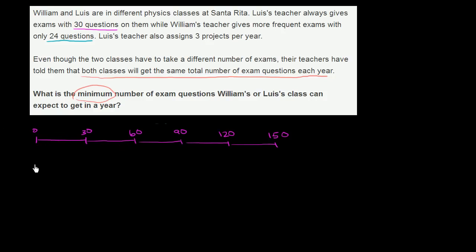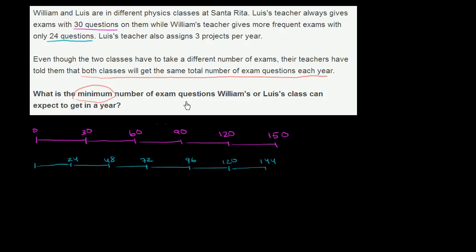Well, William's teacher, after the first test, they're going to get to 24 questions. Then they're going to get to 48 after the second test. Then 72 after the third test. I'm just taking multiples of 24. They're going to get to 96 after the fourth test. And then after the fifth test, they're going to get to 120. And if there's a sixth test, then they would get to 144. And we could keep going on there. But let's see what they're asking us.